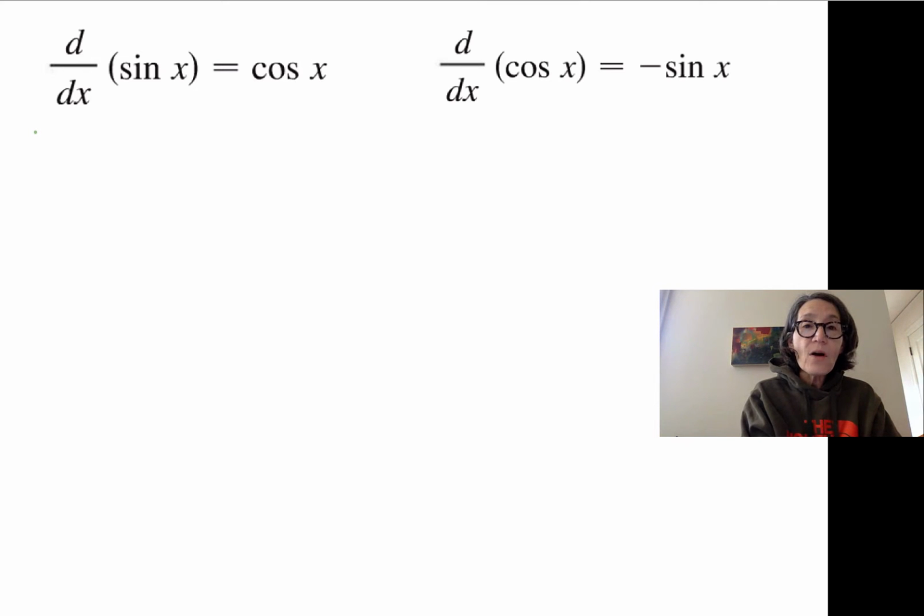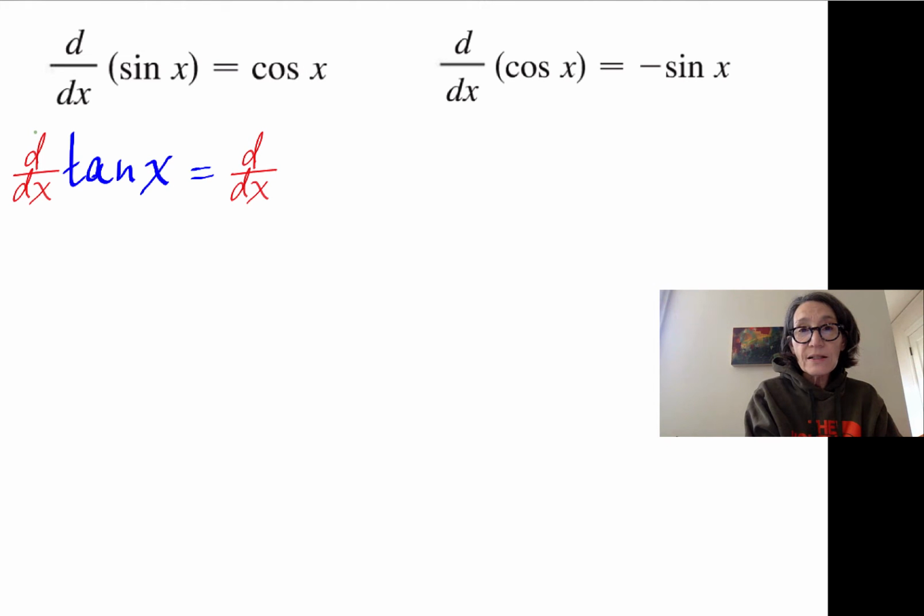Because remember, all of the other 4 functions can be written in terms of sine and or cosine using the reciprocal identities or the ratio identities. For example, let's find the derivative of the tangent of x. We do that by rewriting the tangent of x using a ratio identity, and we rewrite it as sine of x over cosine of x. And now we can use the quotient rule.